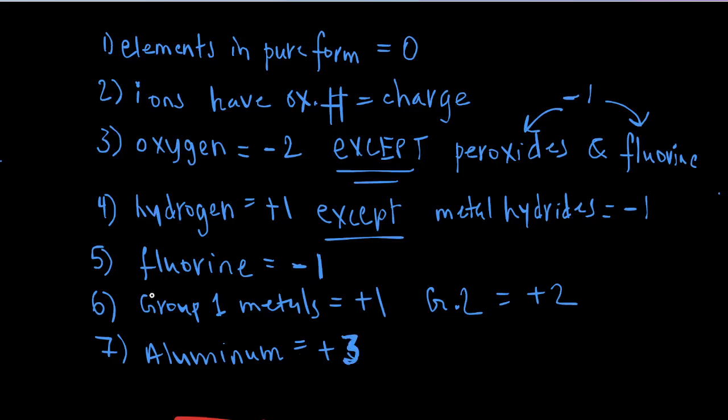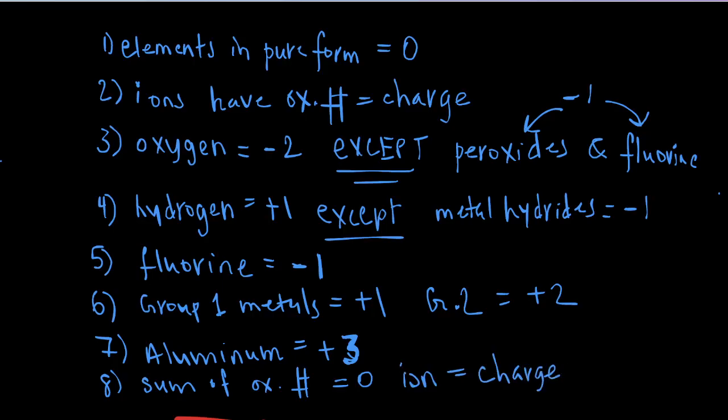And finally, the last thing you should keep in mind is the fact that the sum of the oxidation numbers in a neutral compound is 0, and in a polyatomic ion is going to equal the charge of the total ion, right? So these are just the rules to keep in mind. I know it seems like a lot, but some of these are pretty straightforward.